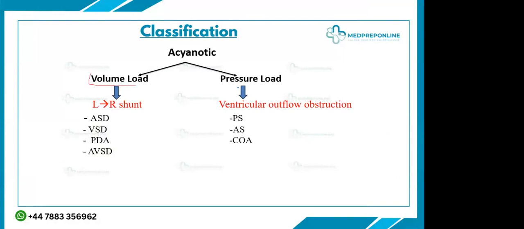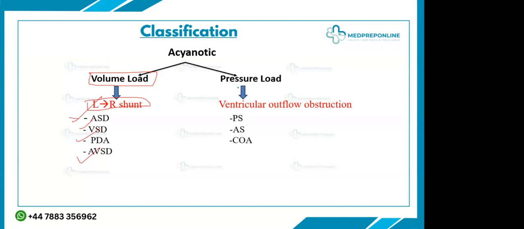The acyanotic defects which cause increased volume within the lungs and within the heart are left to right shunts. As we all know, what are they? They are the atrial septal defect, ventricular septal defect, patent ductus arteriosus, and AVSD, atrioventricular septal canal defects. These are also called endocardial cushion defects.